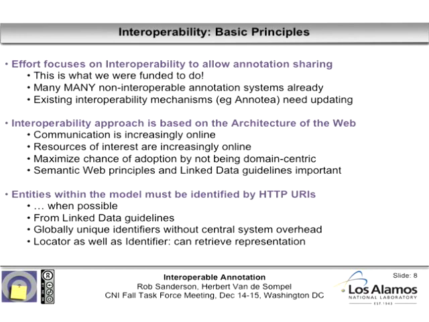You get globally unique identifiers for every entity within the model without any sort of central system overhead, and they're locators as well as identifiers. You can go to the URI and get back some sort of representation. So those are the basic principles.